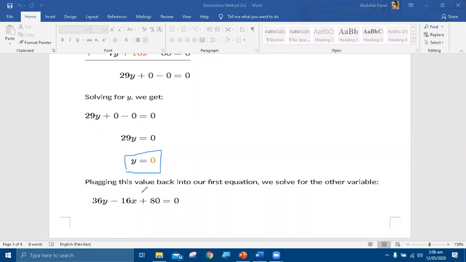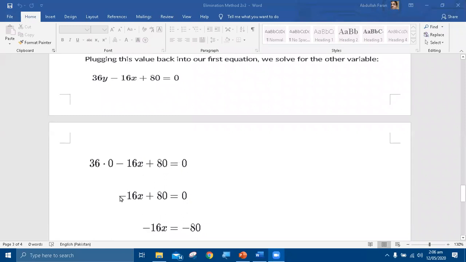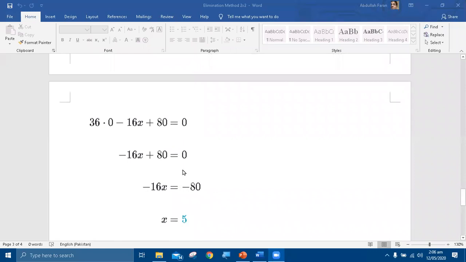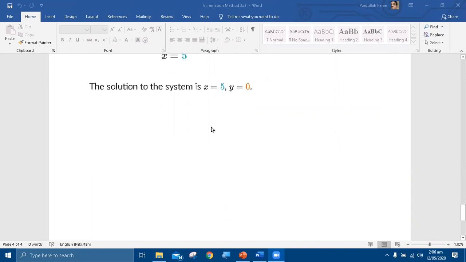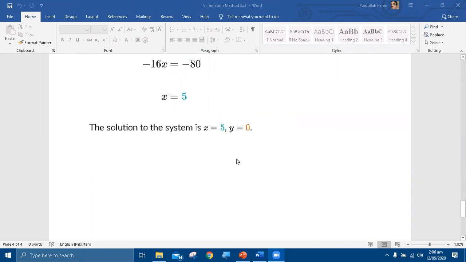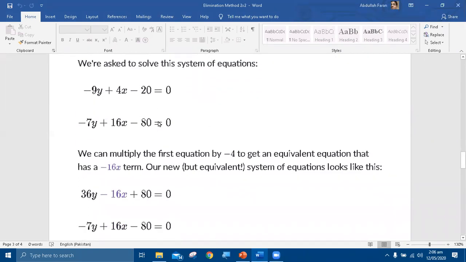Now put this value of y back into the first equation, into any equation we have. Put y equals 0 in this equation, this equation right here. 36 times 0 minus 16x plus 80. 36 times 0 is 0, minus 16x plus 80. Solve for x. We'll get the value x equals 5. The solution to this system of equations is x equals 5 and y equals 0. And if you substitute x equals 5 and y equals 0 in any of these two equations, you'll find that the equations are balanced, and this is our solution.